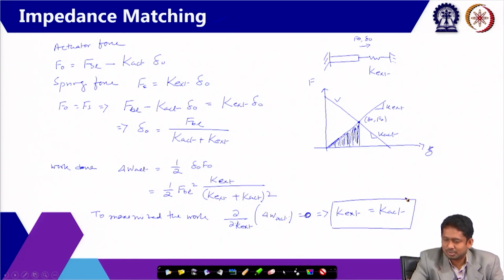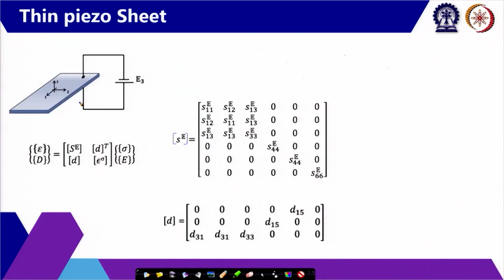So, if we know the external stiffness and we need to choose a proper actuator for that, we have to choose the actuator in such a way that the stiffnesses are the same, and the impedance matching condition is satisfied. Now, we look into piezoelectric sensors and actuators. The piezoelectric sensors and actuators are generally available in the form of thin sheets. Here we can see there is axis 1, 2 and 3, axis 3 denotes the thickness axis, and they are generally polarized along the thickness axis.